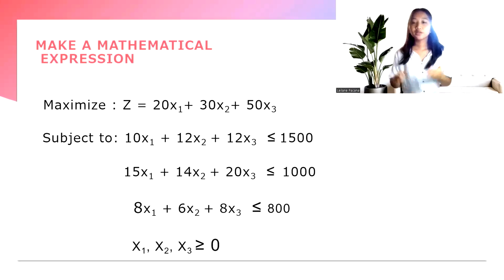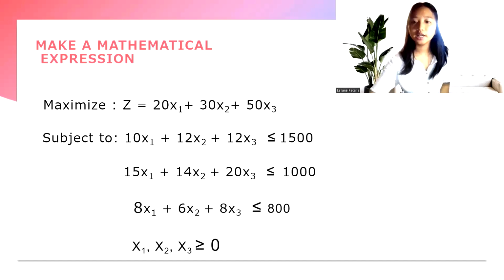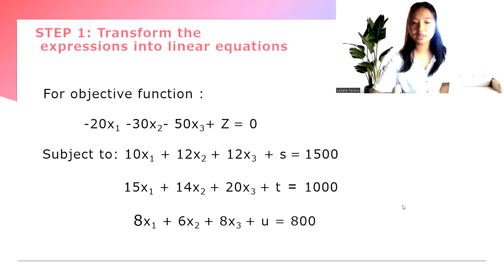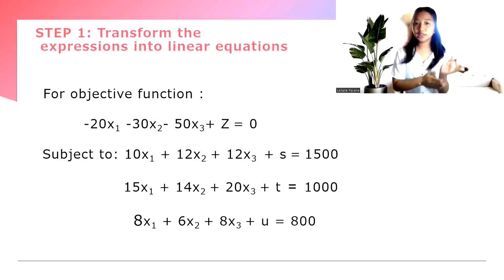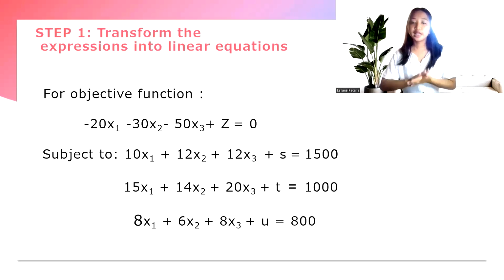So now, we will assume that x sub 1, x sub 2, and x sub 3 are greater than or equal to 0. Now, our first step, as I have stated earlier, is to make those inequalities into linear equations. Since we are using the less than symbol in maximizing, we will have equalities in order to perform the simplex maximization method.